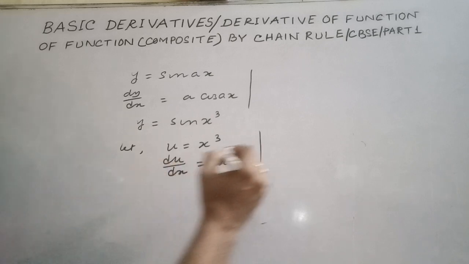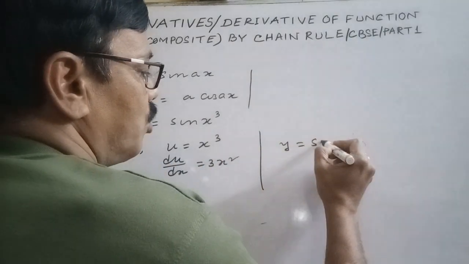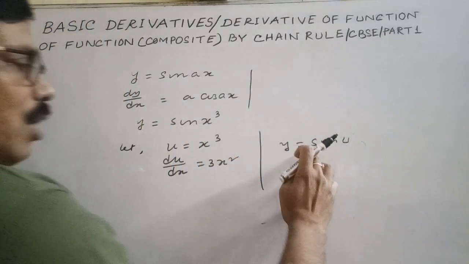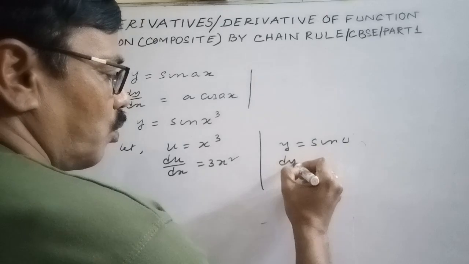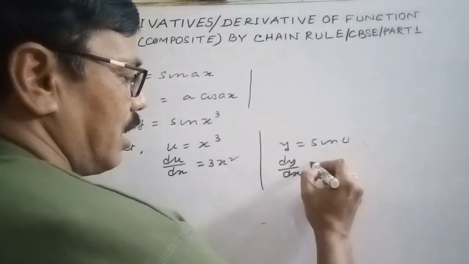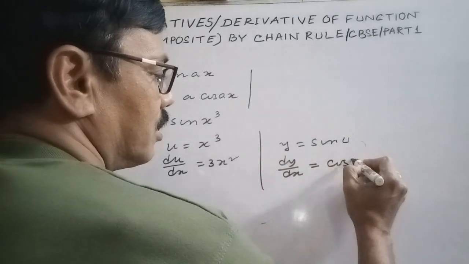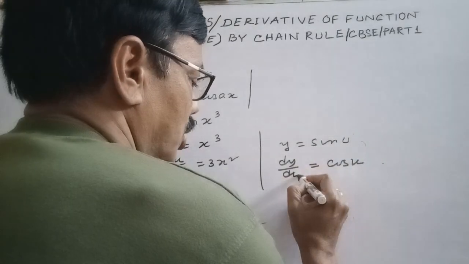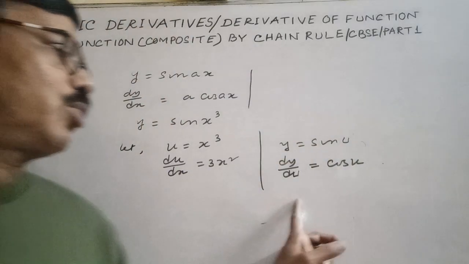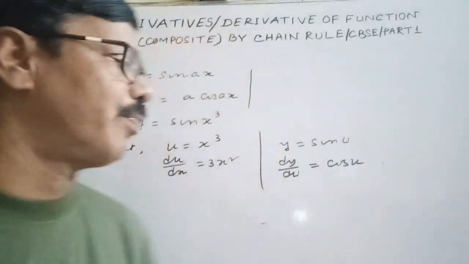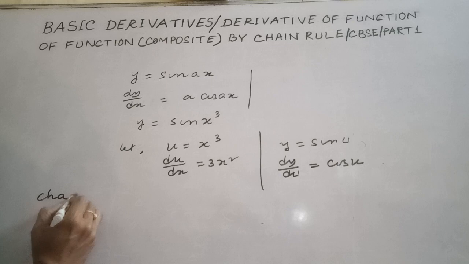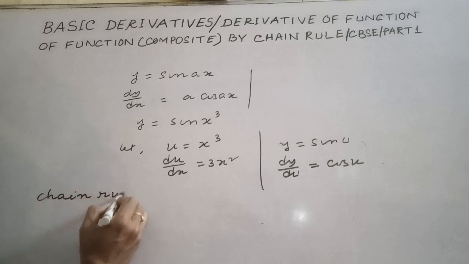Now what is y? Y equals sine u, because x cube equals u. So now y is a function of u. U is linear, we can find derivative of sine u with respect to u. So what is dy by du? This is cos u. Now there is a rule called chain rule. So what is chain rule?